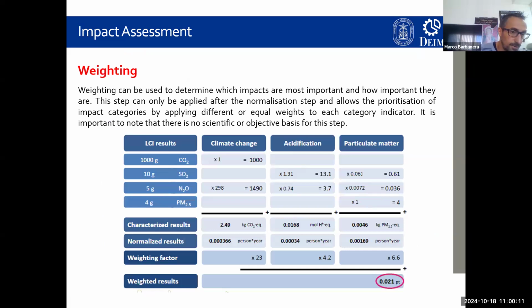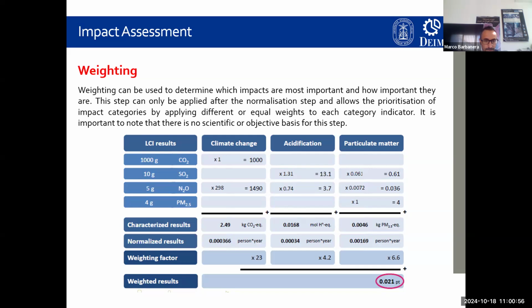So we have said that if we want to calculate a final single environmental score, we have to apply the final step, the weighting step. In this case, we have to define weighting factors for each impact category. In this example, the weighting factor for climate change is equal to 23. For acidification it is equal to 4.2, or 6.6 for particulate matter.